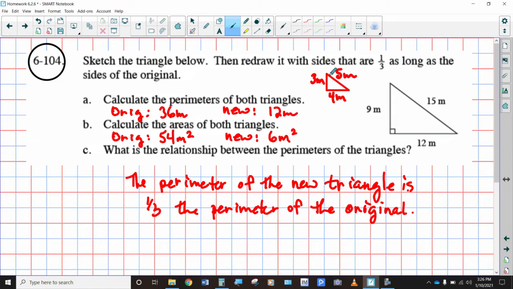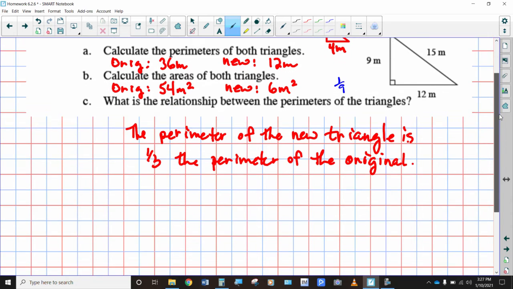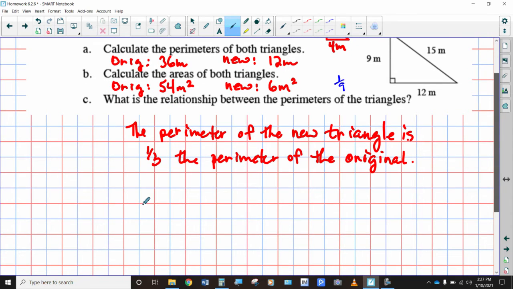Notice how this perimeter, which is 12, is exactly 1/3 the original perimeter that was 36. But the areas, this is not 1/3 the area. This is 1/9 the area. So why is it different? Well, the reason is because when you have a scale factor, the scale factor only applies to the linear measurements. When you are working with area, those are square units.